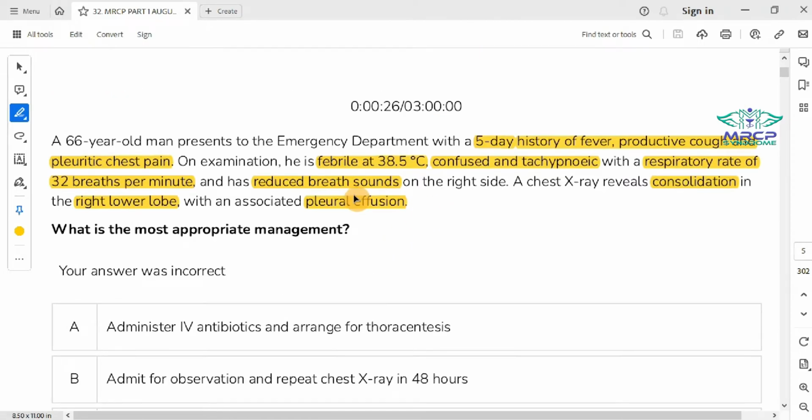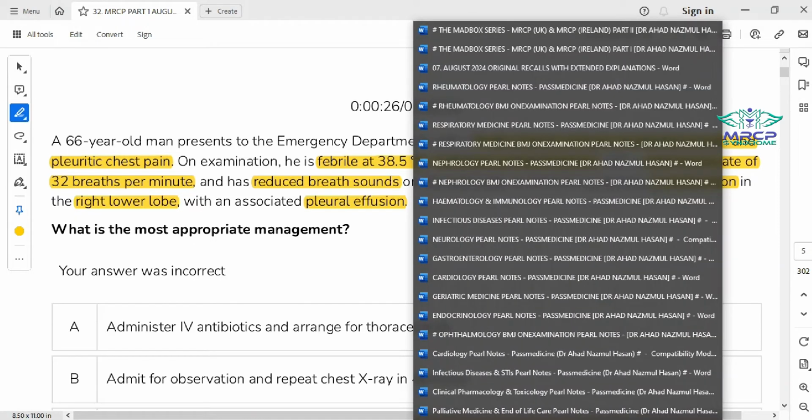Since this is a case of pneumonia, calculate the CURB-65 score in this scenario. Confusion is present, so that is 1 point. Age greater than 65, 1 point. Another point for confusion, and a third point whenever the respiratory rate is greater than or equal to 30. So 1, 2, 3. The CURB-65 score is 3. So what should be the management protocol for this patient presenting with a CURB-65 score of 3?